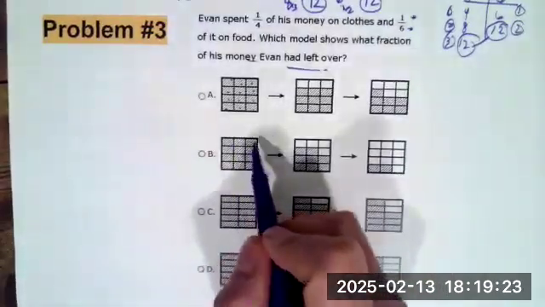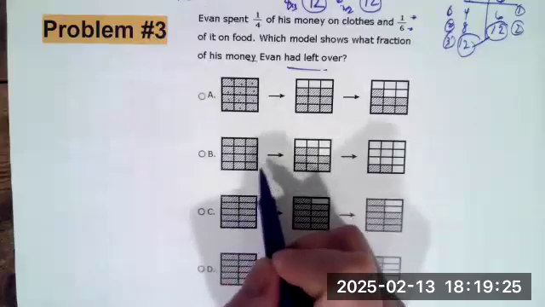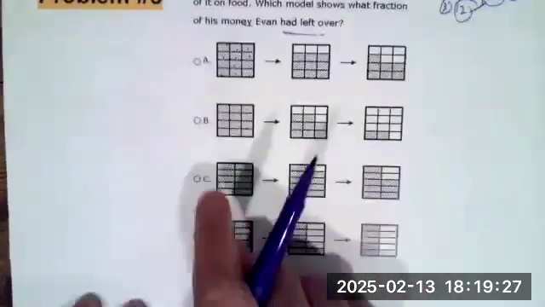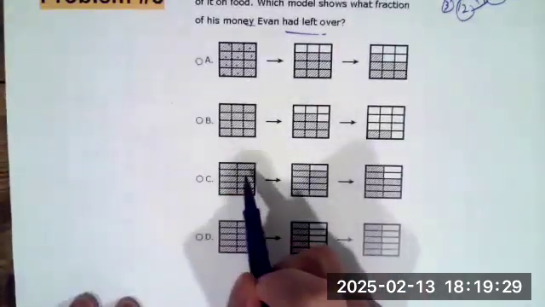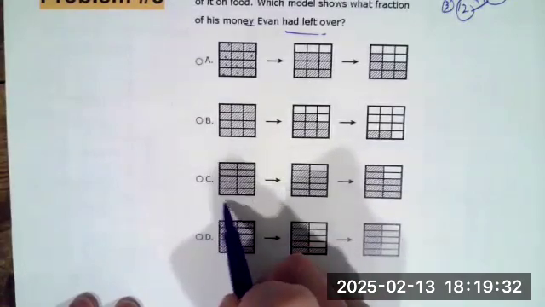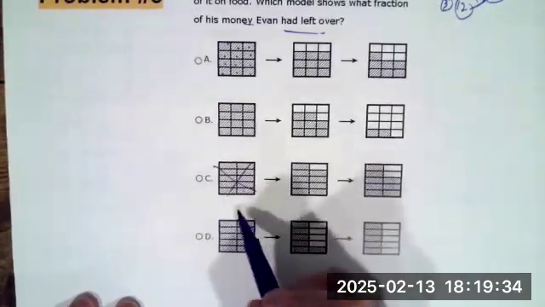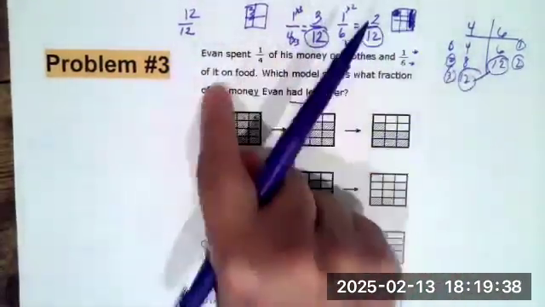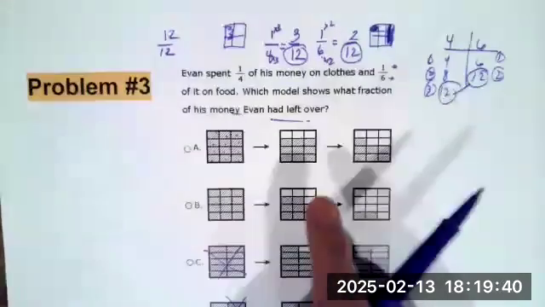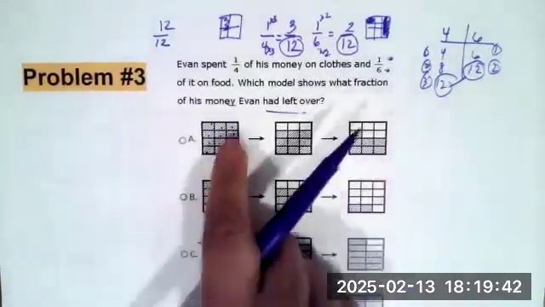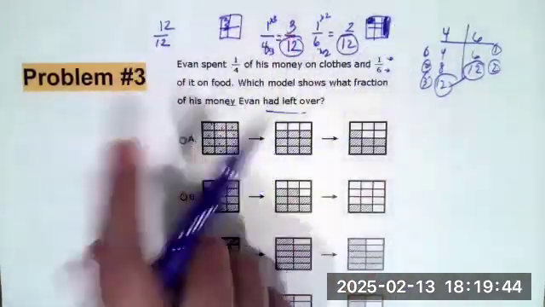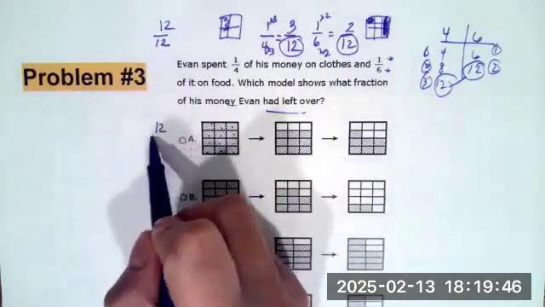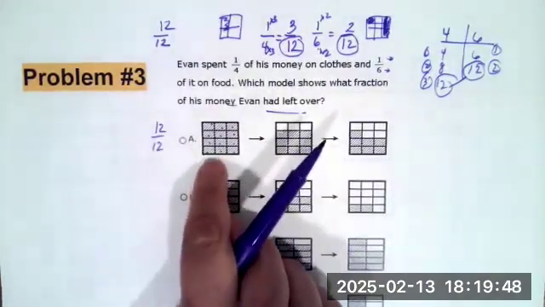This also has 1, 2, 3, 4, 5, 6, 7, 8, 9, 10, 11, 12. This one might be a good model. And if I come down here and I see there's 1, 2, 3, 4, 5, 6, 7, 8, 9, 10 parts. This one's not it. And this one's not it because the denominator tells us there's going to be 12 parts of this money. All right. So now let's find out what happens here. So the first thing we know, Evan starts off with 12/12 money. Okay. So this one, we'll start here.